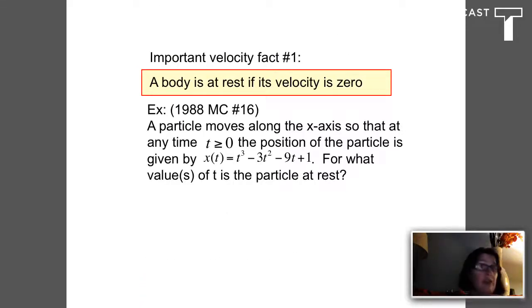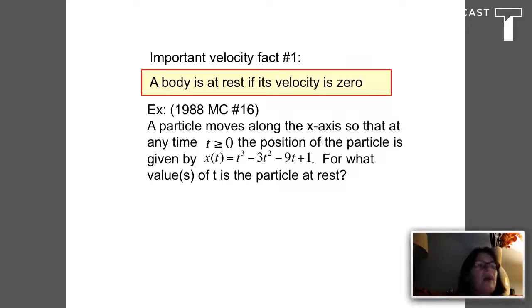There are two important things to know about velocity, the kinds of things that come up on the AP test. A body is at rest if its velocity is zero. So here's an example problem that was actually on the 1988 multiple choice test. If I have this formula for position, x of t is t cubed minus 3t squared minus 9t plus 1, I've been asked for what value or values of t is the particle at rest.